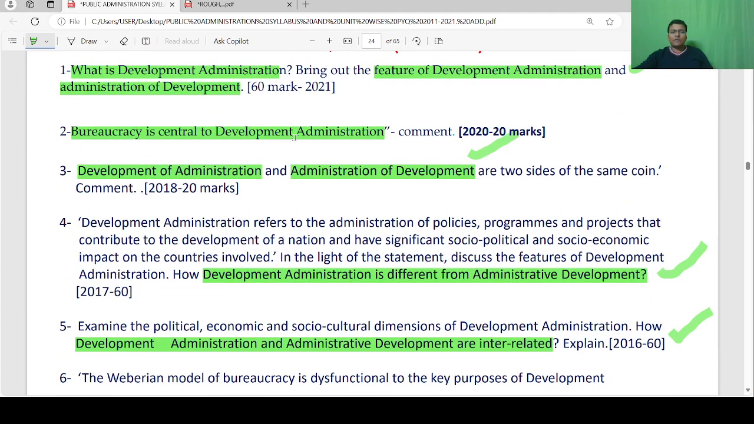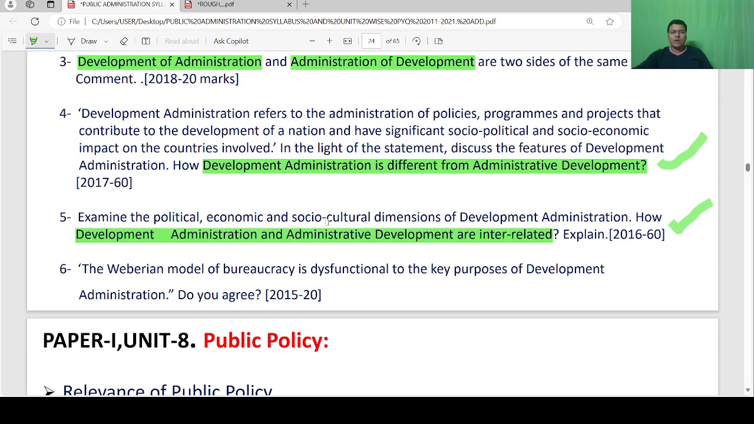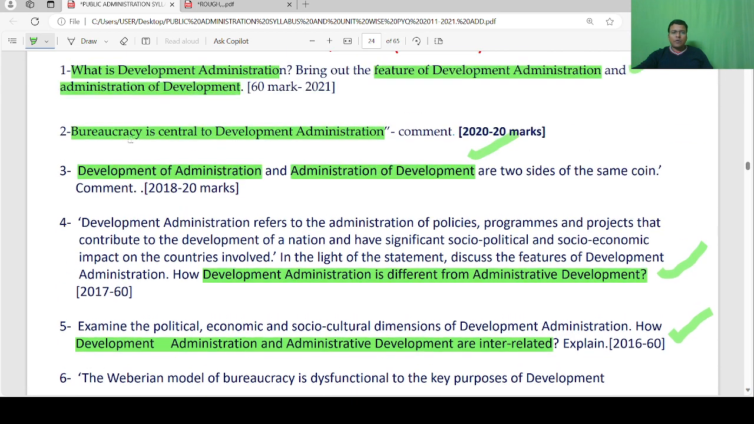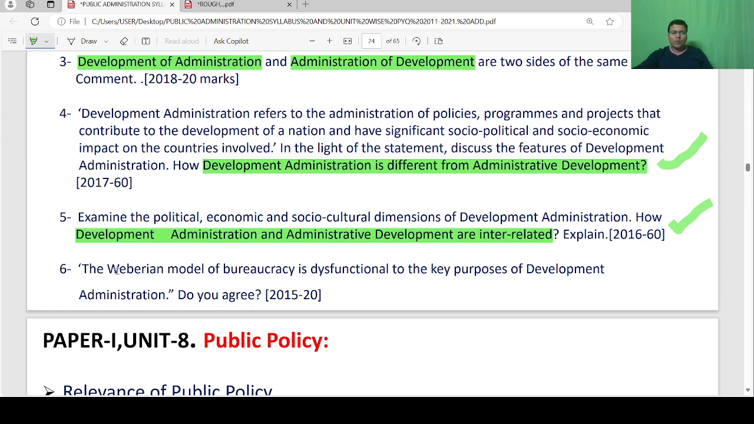Is bureaucracy central to development administration? It has come a second time. And the Weberian model of bureaucracy is dysfunctional to the key purpose of development administration. That means the Weberian model of bureaucracy is not contributing to the process of development, although it is supposed to contribute to it. But it is not contributing. So here you need to write the criticism.